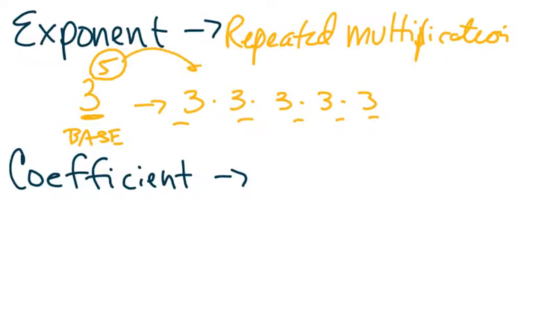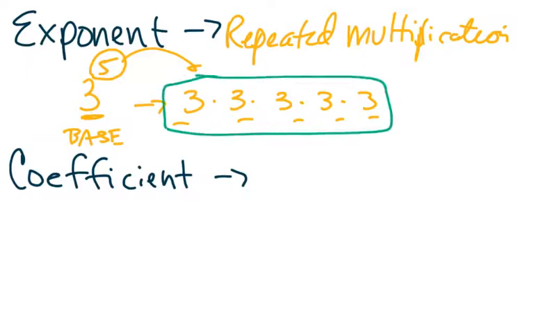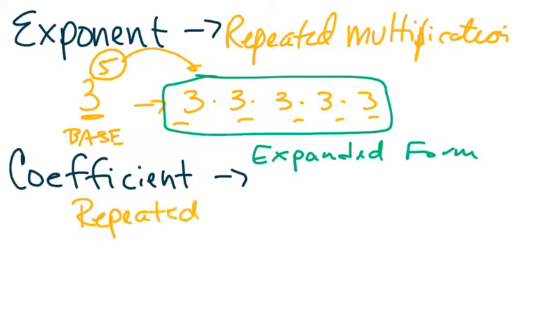And just as a side note, this is called expanded form, right? Writing out an exponent in terms of its multiplication. So the exponent is a shortened form of repeated multiplication. A coefficient is different, though it's very similar. A coefficient is repeated addition. So if you have repeated addition, that doesn't change an exponent, it changes a coefficient.